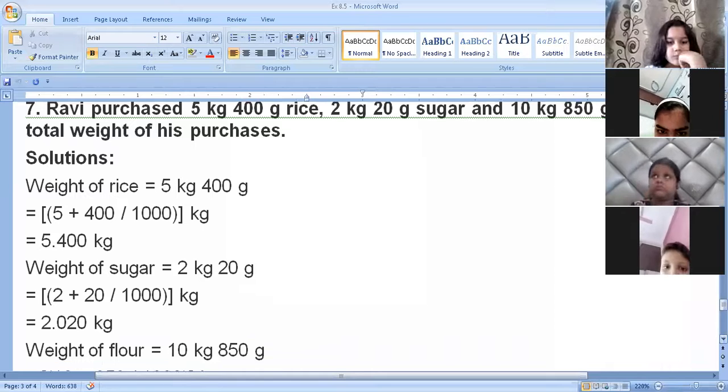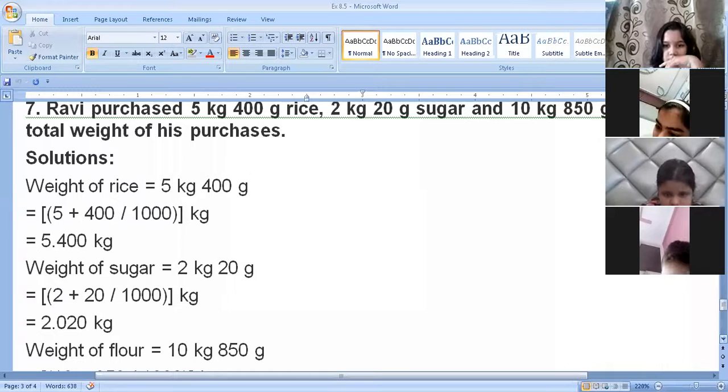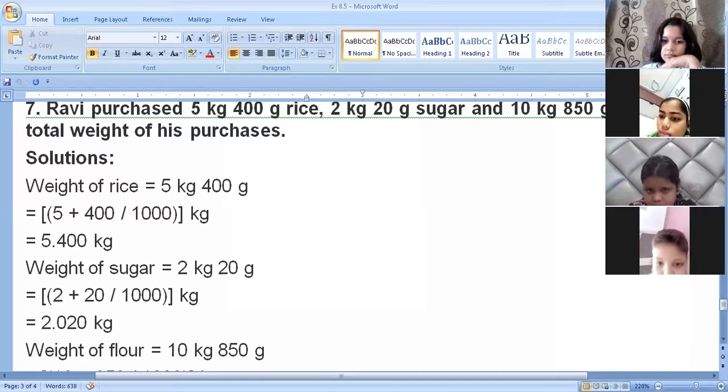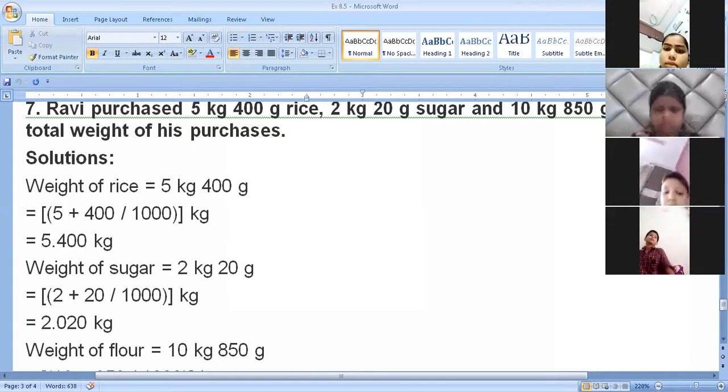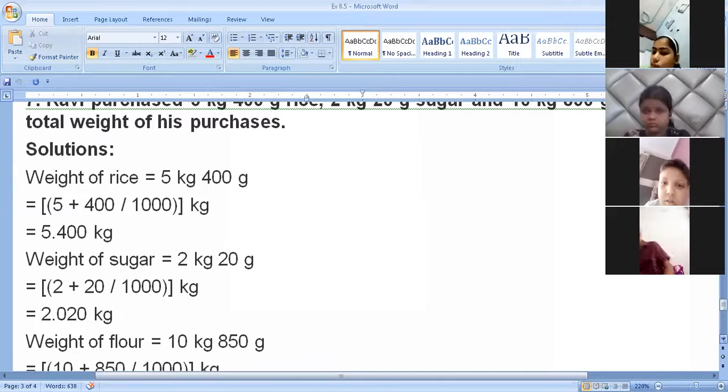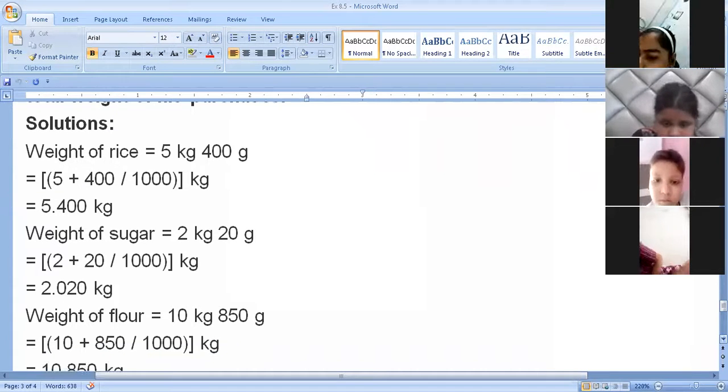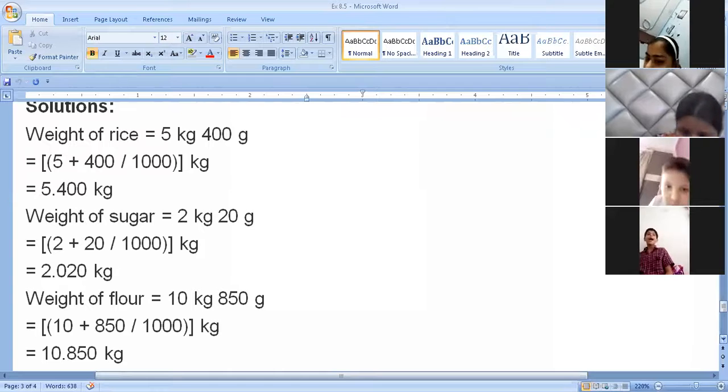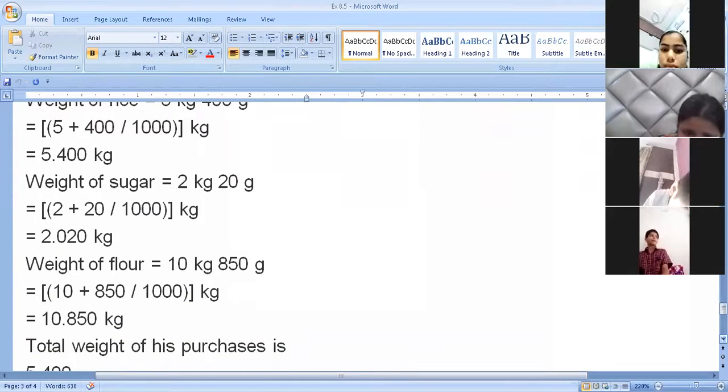Now weight of flour is 10 kg 850 grams. Change it into the fractional form. Yes, Ridhima, your answer is correct. Aradhya, tell me. 850 grams when changed into kg, what will be the answer? Into the fractional form. 10.850. It's 850, not 805. Again and again you are making the same mistake. It will be 10.850. So 850 upon 1000 will become 10.850 kg. That's the correct answer. Now add all the numbers, total weight of the purchase.